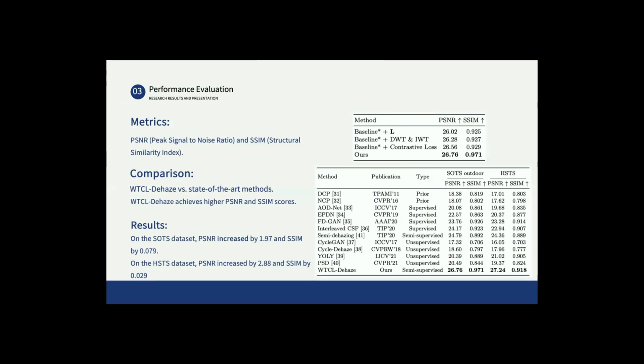Now I would like to look at some of the evaluation of our model. So in our work, we evaluate our model using two key metrics, which are the PSNR and the SSIM. We realize that our model outperforms the state-of-the-art methods, achieving a 1.97 point increase in PSNR and 0.079 improvement in SSIM on the SOTS dataset in comparison with the semi-dehazing paper, which is a TIP paper published in 2020.